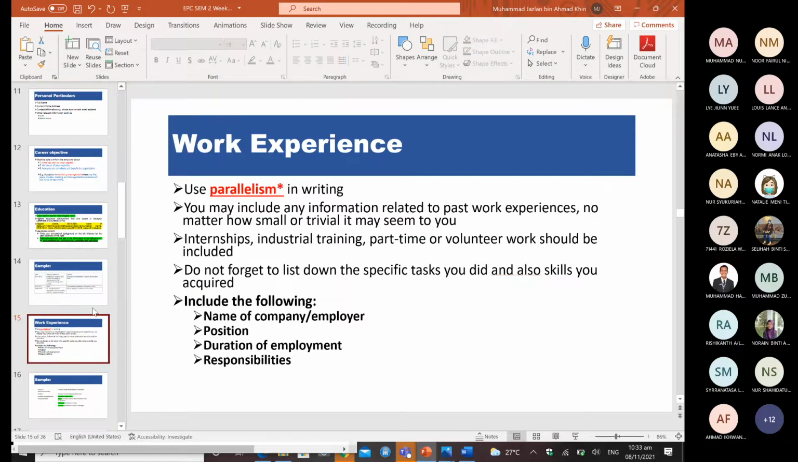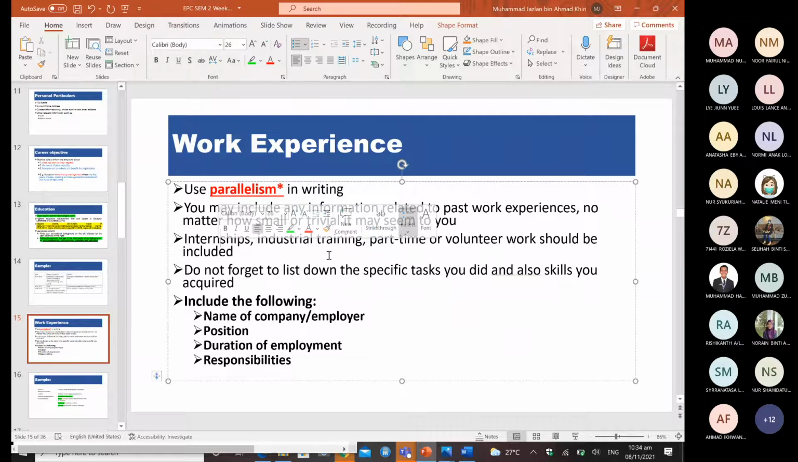Next, ladies and gentlemen, after your education is to include the work experience. When you are writing the work experience, you need to apply something called parallelism in writing. We'll come back to that later. When you describe the work experience in your CV or the video CV, make sure it matches the one in the application letter, whether it is real or fake. You can also include your internship, industrial training, part-time or volunteer work, even though you work at your parents' restaurant or a shop.